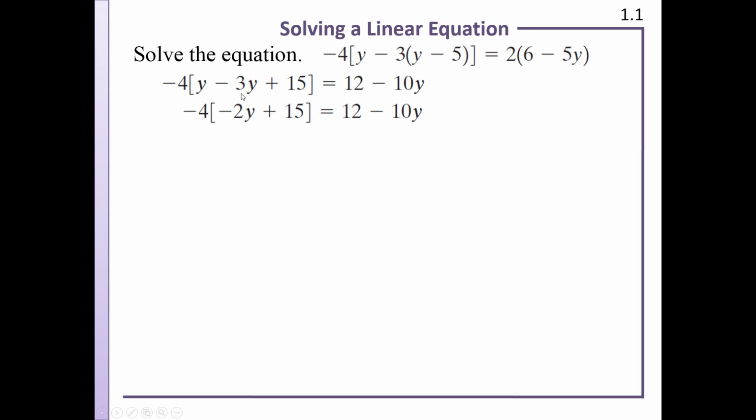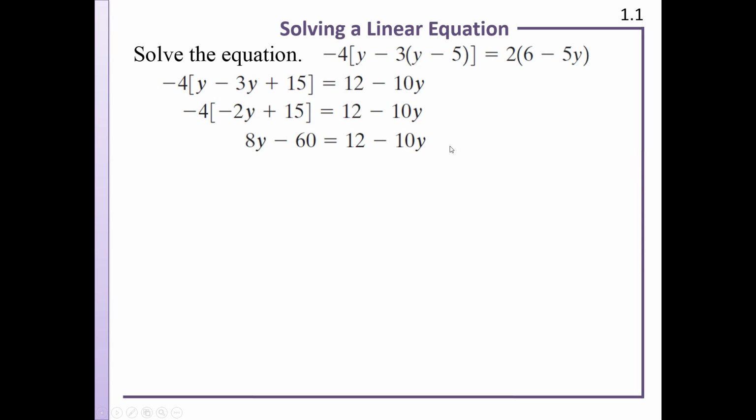Now, since y and negative 3y are both like terms, you can combine them and get negative 2y. And of course, by the way, we did use the distributive property on the right-hand side as well. So you should be able, without too much difficulty, to be at this step. Now once you're at this step, the next thing to do would be to take care of the negative 4 outside the square bracket here. You need to use distributive again. So negative 4 times negative 2y is 8y, and negative 4 times 15 gives negative 60.